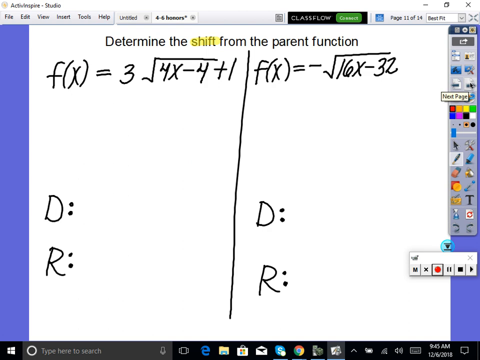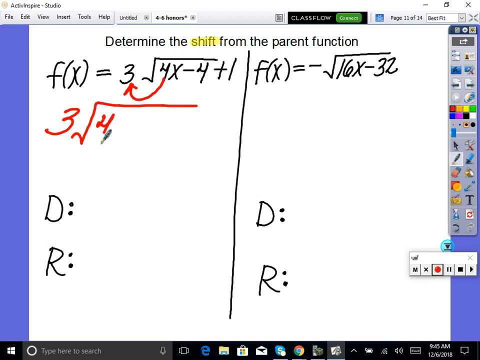Okay, so determine the shift from the parent function. Now looking at this, there's a problem. We can't determine the shift because of what reason? Can anyone tell me what's weird? The 4. Instead of just x, it's a 4. So can anyone give me a suggestion to get it just to an x? Pull out the 4. Now you don't mean pull it out because it's under, right? But you mean pull it out of the terms. Yeah, I just wanted you to be more specific.